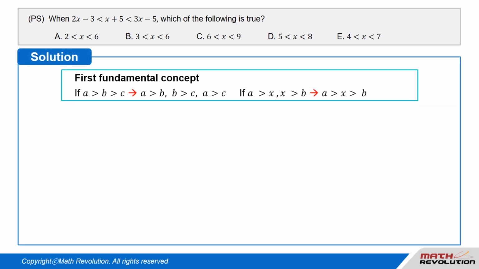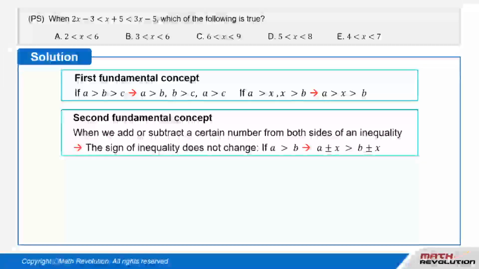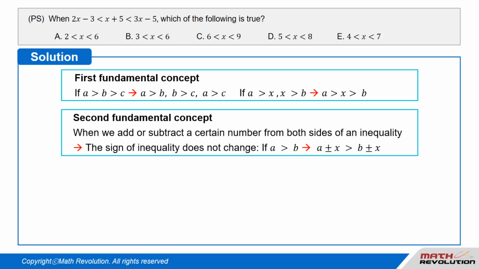Solution. The first fundamental concept in inequality. If A is greater than B, which is greater than C, then A is greater than B, and B is greater than C, and A is greater than C. Also, if A is greater than X and X is greater than B, then A is greater than X, which is greater than B.